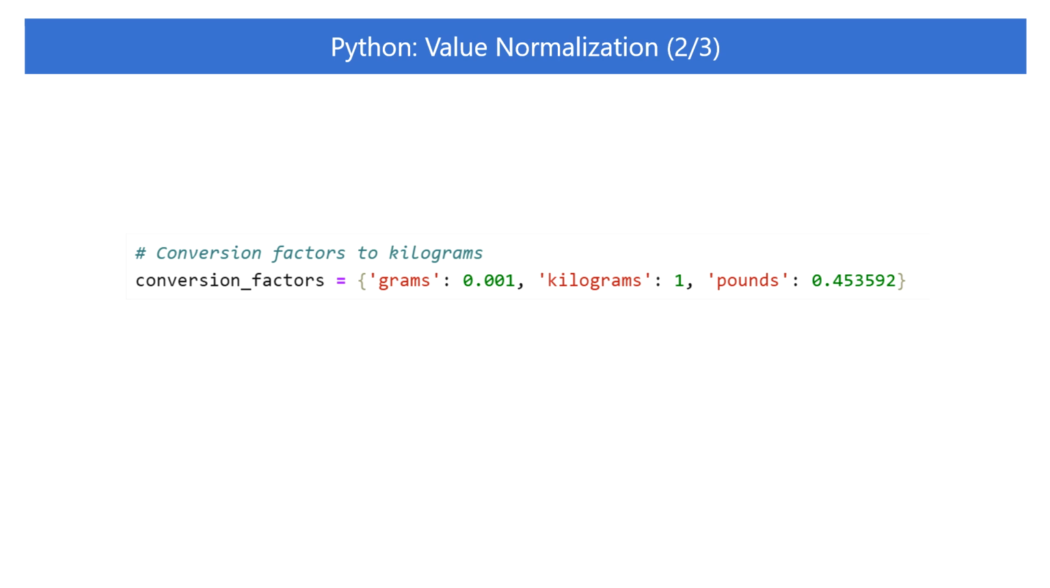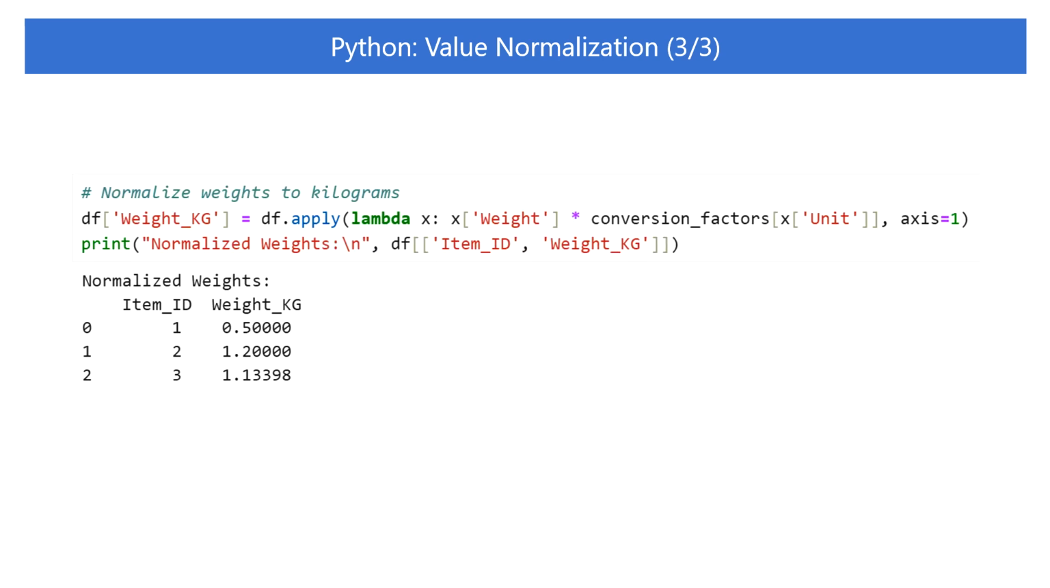Next, define a dictionary named conversion factors. This dictionary maps each unit to its equivalent value in kilograms. Kilograms remain the same, and grams and pounds are converted to kilograms using this ratio.